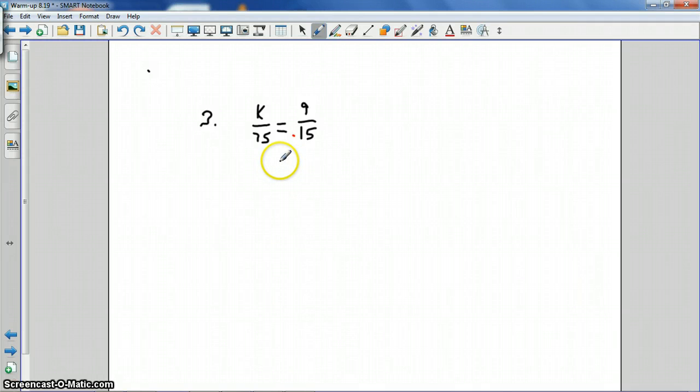So think about it for a second. What times 15 makes 75? So hopefully you knew 5 times 15 was 75. So we're going to put a 5 here. And then what we do to one part with a proportion, we have to do the other to make an equivalent proportion or equivalent ratio. So 9 times 5 is 45. So k equals 45. So what you should have on your paper is the 2 5s, and that would show that you know your steps and you know what you're doing. Just times 5, times 5. K equals 45. So let's go on to the next one.